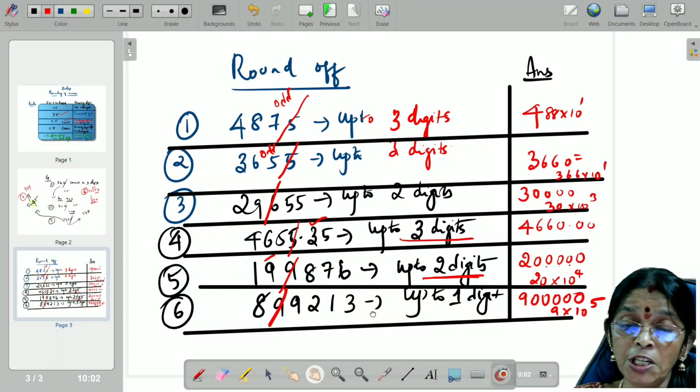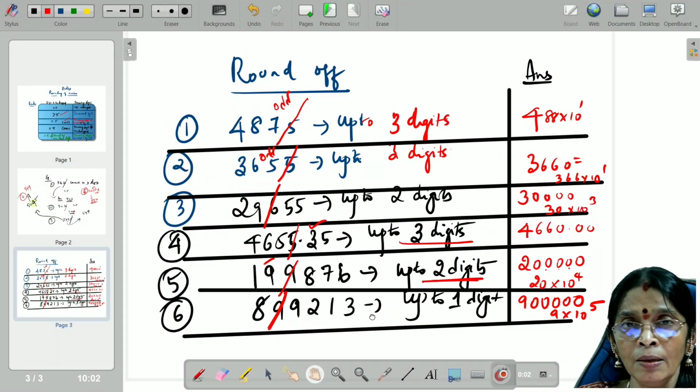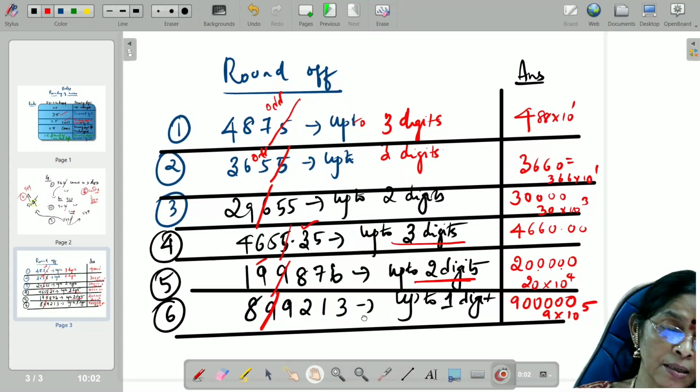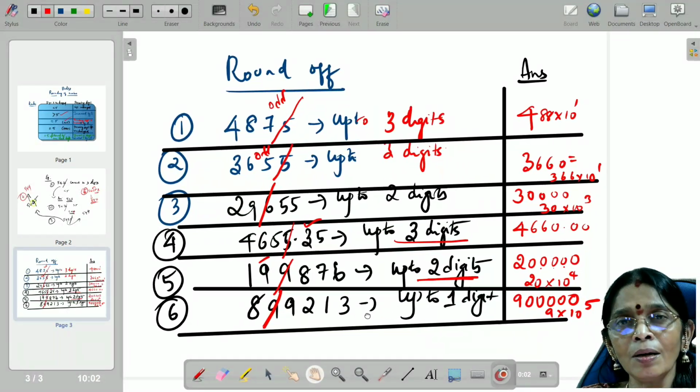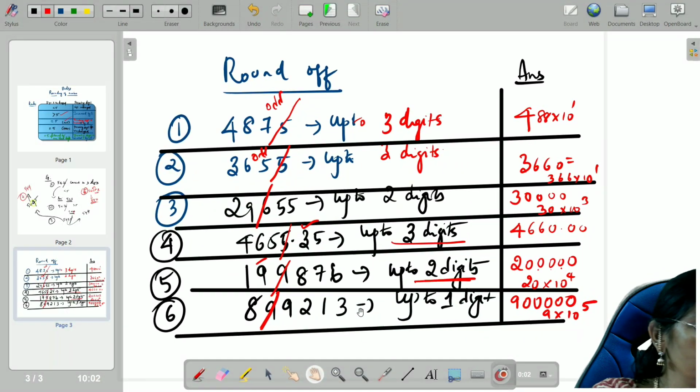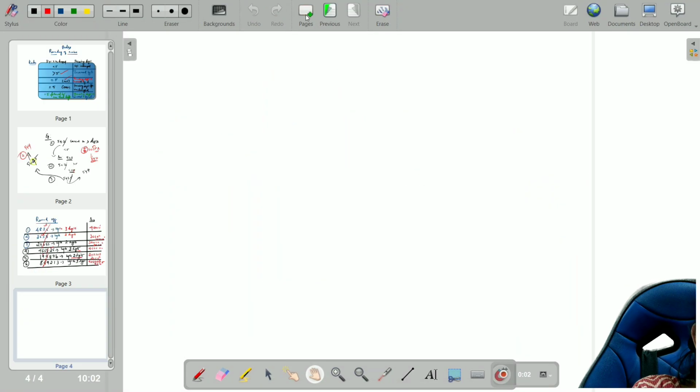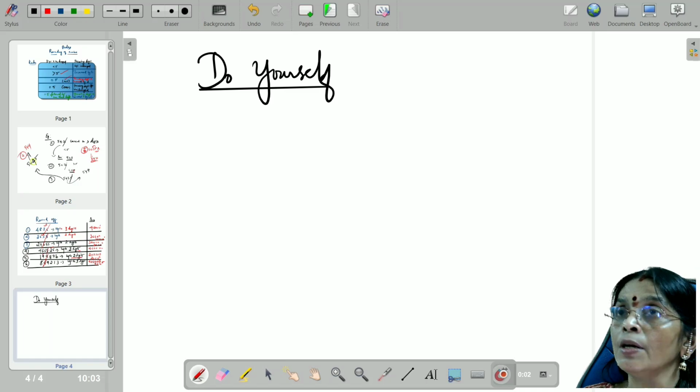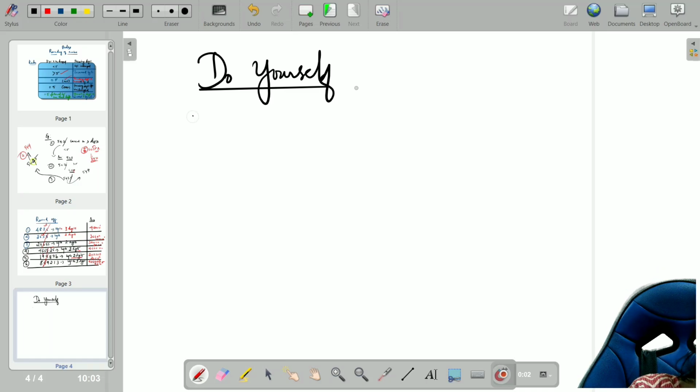I will give you a few questions. You can do the same thing and send me the answers. Got it, children? So this is all the rounding of the digits. So let me just go to the next page and then I'll give you questions. It is do it yourself, for better understanding of the concept. Round off.